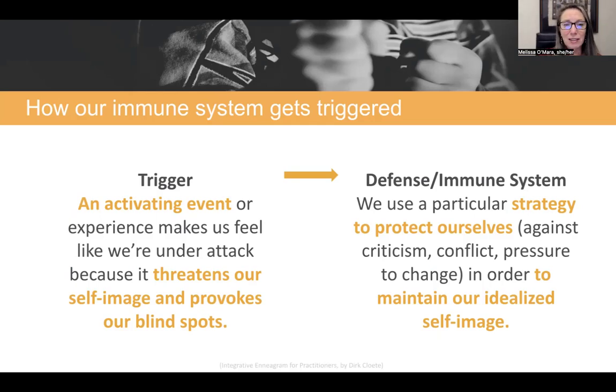But in the meantime, we're working in this world and in this body where our immune system does get triggered. A trigger is an activating event, something that makes us feel like we're under attack because it threatens usually not our physical self, but our self-image, and provokes our blind spots. And that trigger then activates our immune system. And each of us will use a unique and particular set of strategies to protect ourselves against criticism, conflict, and even the pressure to change or innovate. And we do this in order to realize and maintain our idealized self-image.